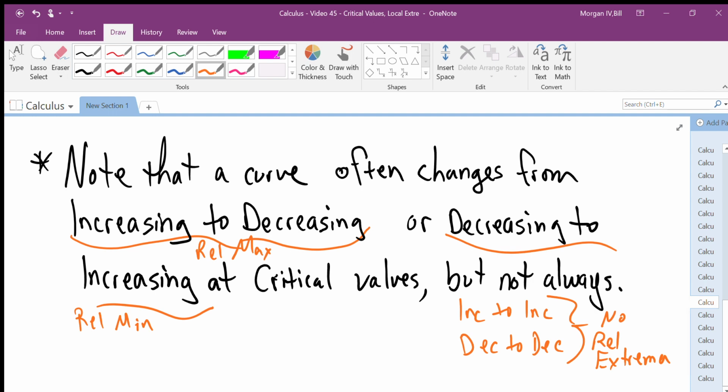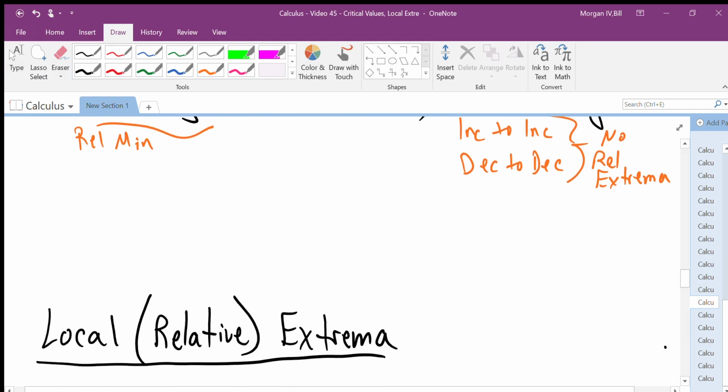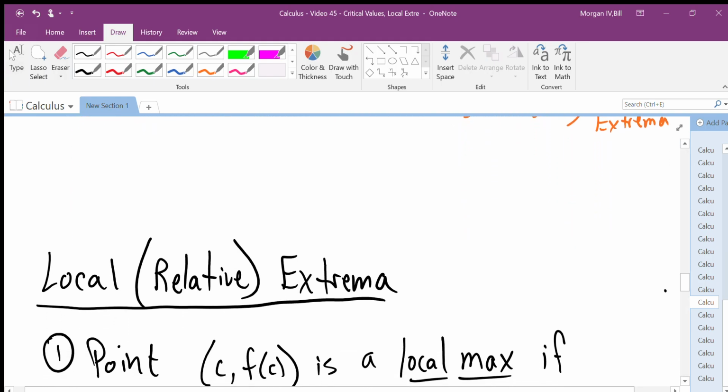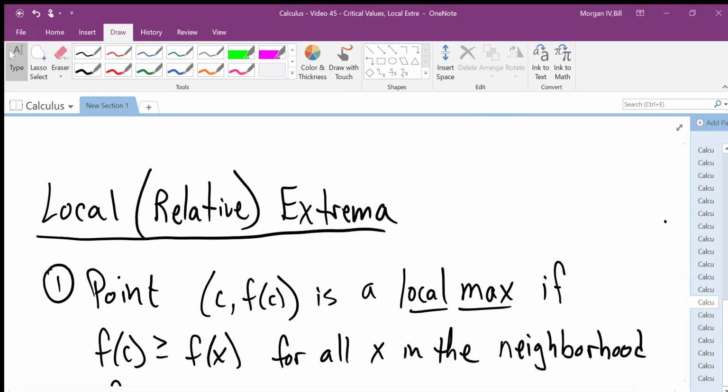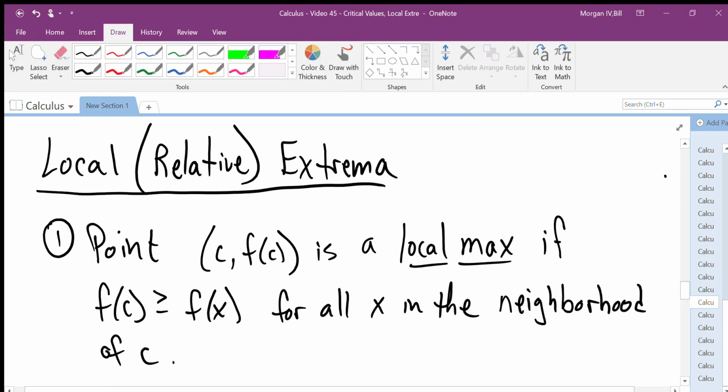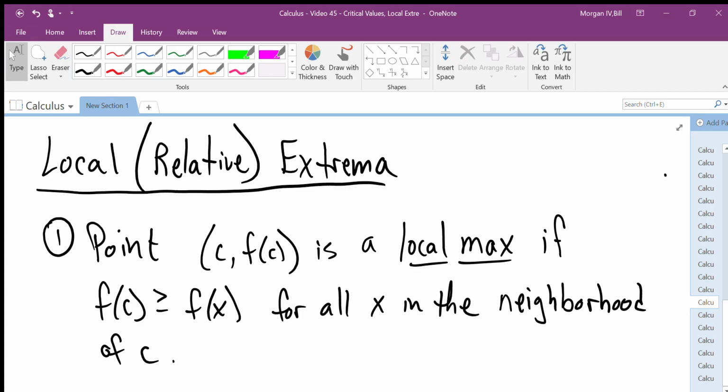Okay, let's go ahead and, although I've described it several times now, let's officially define our local or relative extrema. A local or relative extrema, point (c, f(c)), so the x value c, the y value f(c), is a local max if f(c) is greater than or equal to f(x) for all x in the neighborhood of c.